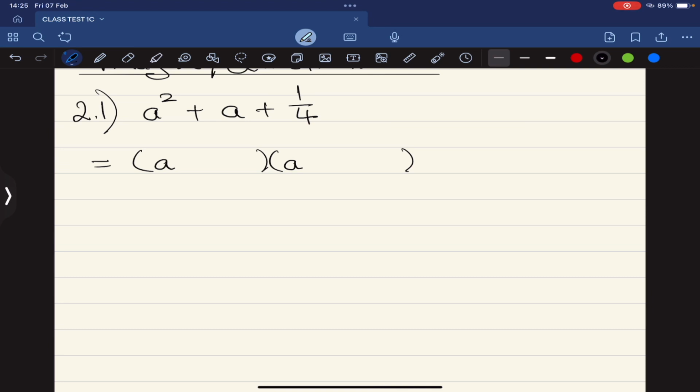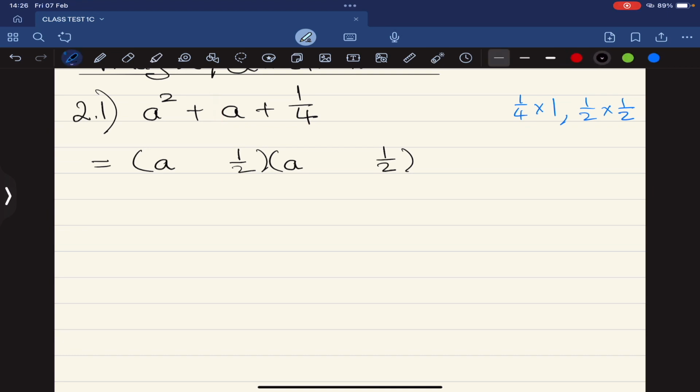And you should know that factors of a quarter would be either a quarter times 1 or a half times a half. Those are your factors there, and of course you can say 1 times a quarter, but that's the same thing. So those are the two you have to play around with. We're going to choose obviously a half and a half here, because when I multiply that together I get 1 over 4 again, or 1 quarter.